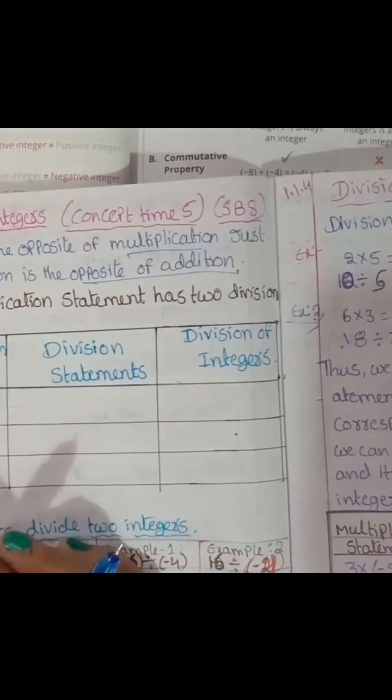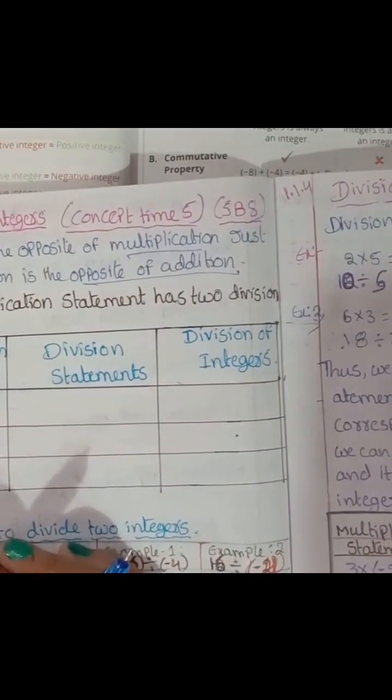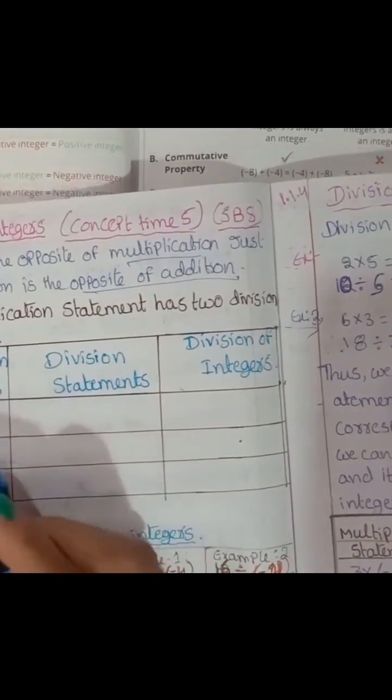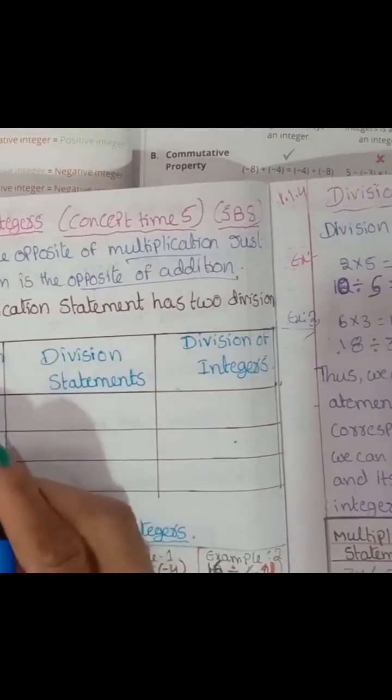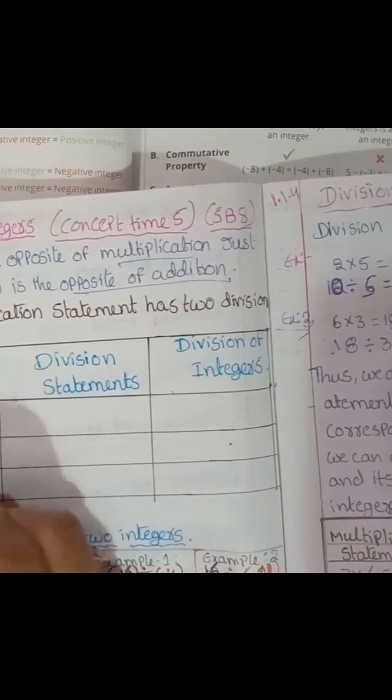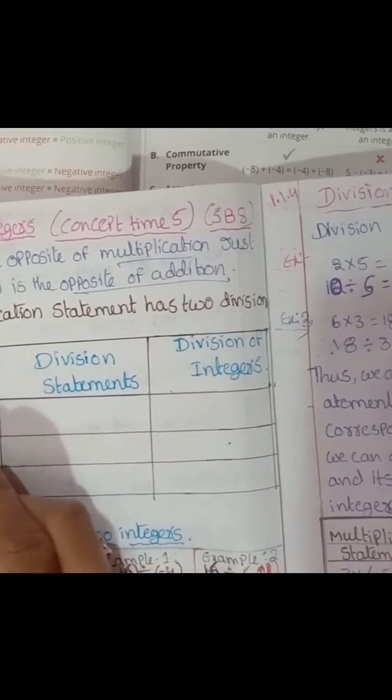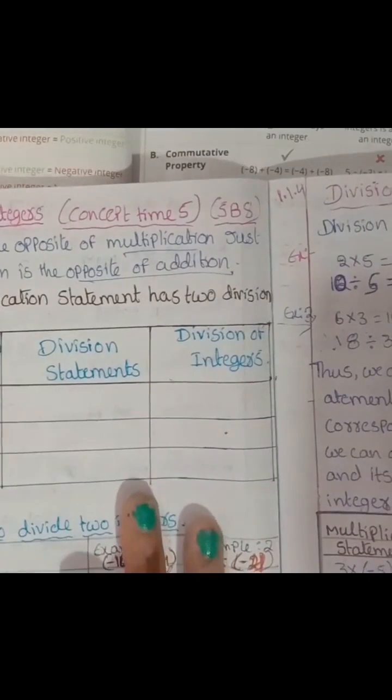For example, I take these three multiplication statements. First I take three examples of multiplication statements. 3 multiplied by 5 only. 3 fives are 15.